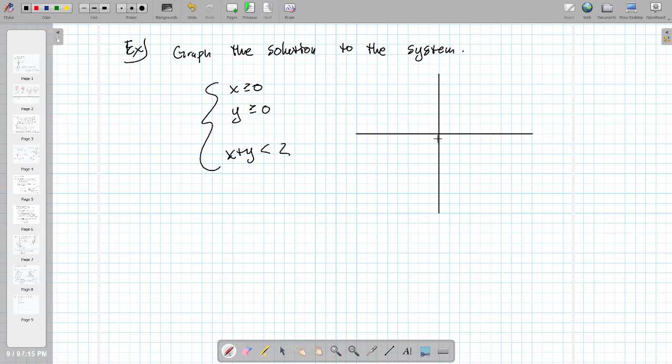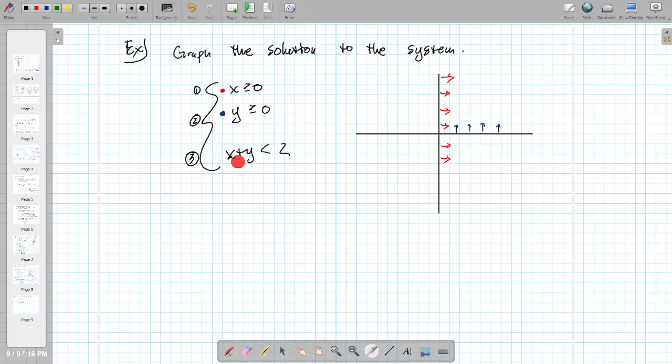X equals 0 is the y-axis. So if we have equation 1 and equation 2, we're going to graph the y and x axis respectively. For equation 1, we'll graph that in red. This is the y-axis, and the solution is greater than or equal to 0. So all x's that are to the right of the y-axis will be within our solution. Y equals 0 is the x-axis, so we shade above the x-axis because y is greater than or equal to 0.